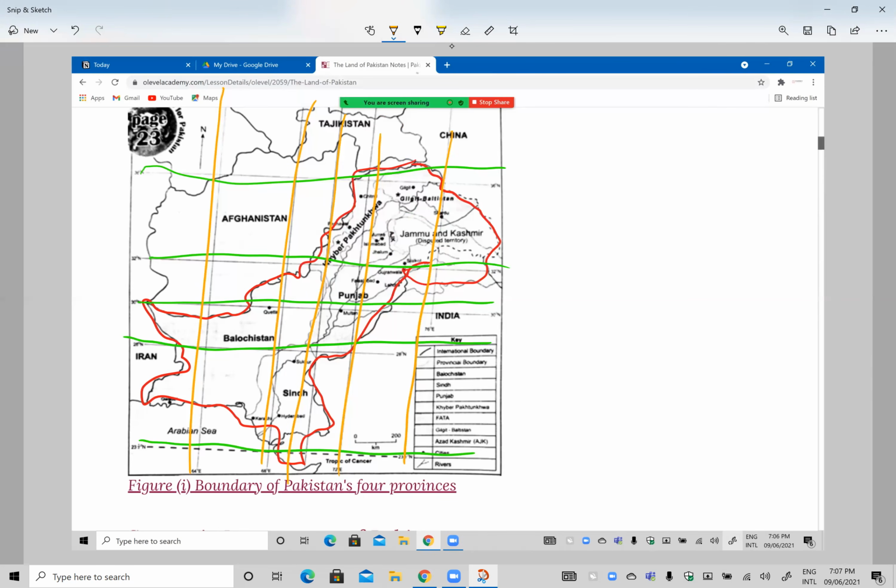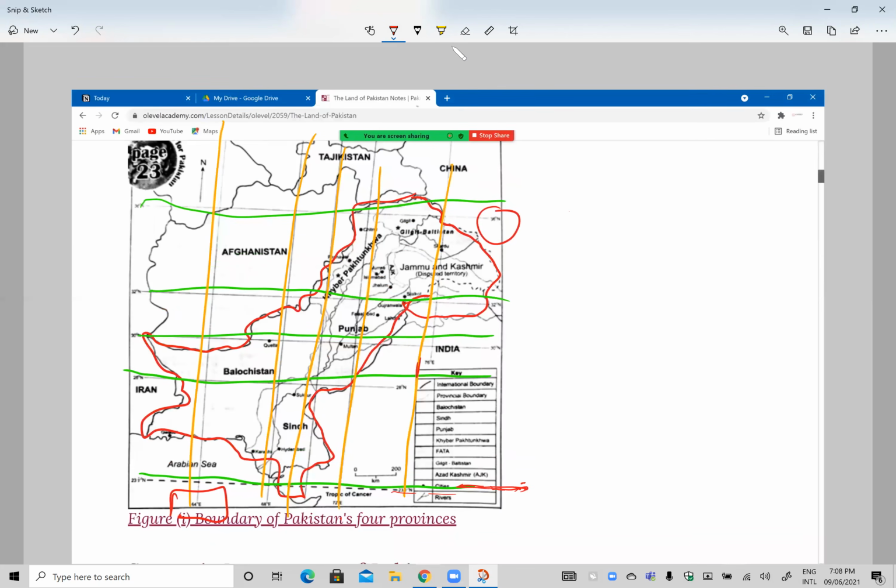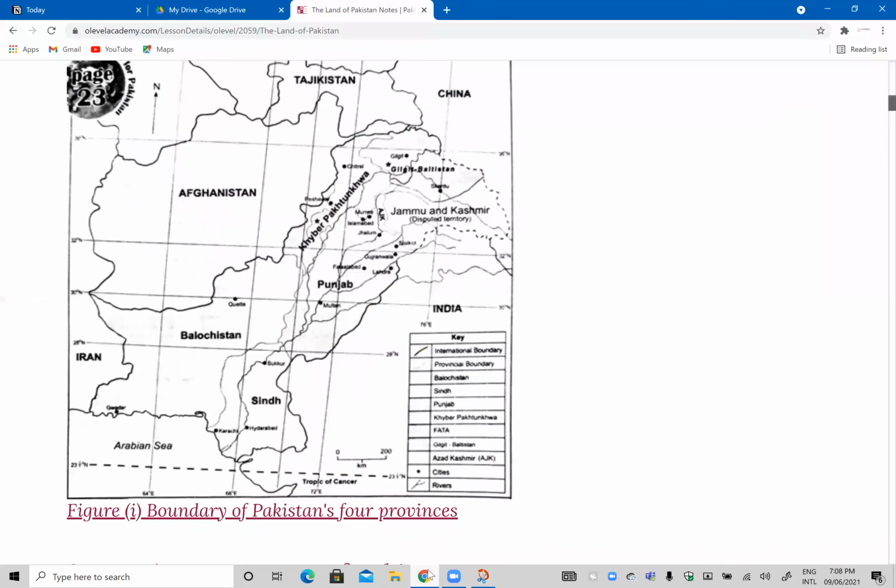So if you look at the latitudes of Pakistan, just focus on this. This is the topmost latitude, and this Tropic of Cancer is the latitude where the country is on the southernmost side. And if you look at the longitudes, 64 degrees east to 72 and 76 degrees, and even further, around 78 degrees east. So these are the longitudes and latitudes for Pakistan. You should know about these very clearly.